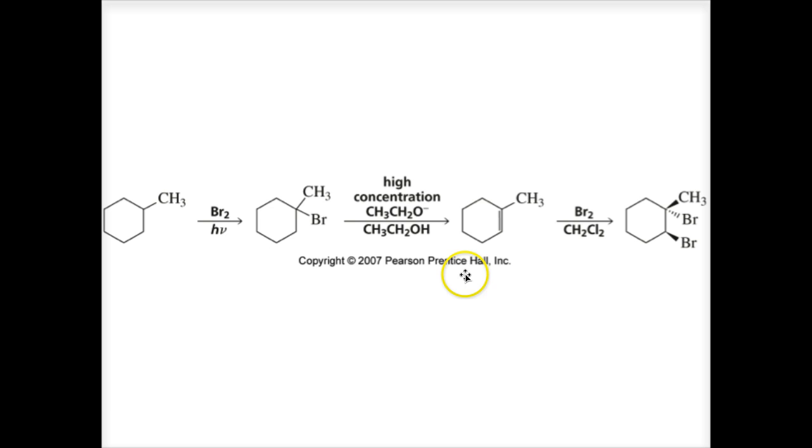We're going to synthesize trans-1,2-dibromo-1-methylcyclohexane from methylcyclohexane. So methylcyclohexane undergoes bromination in the presence of light to give 1-bromo-1-methylcyclohexane, which undergoes dehydrohalogenation, and then bromine is added across the double bond to yield trans-1,2-dibromo-1-methylcyclohexane. So we've done 3 reactions here.